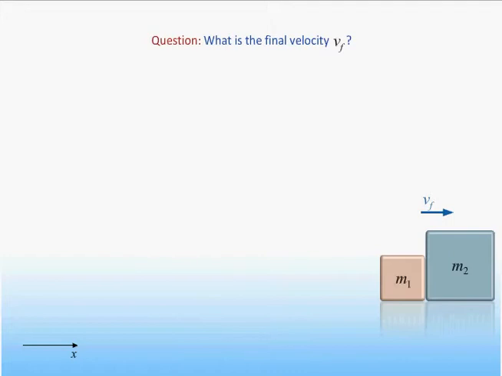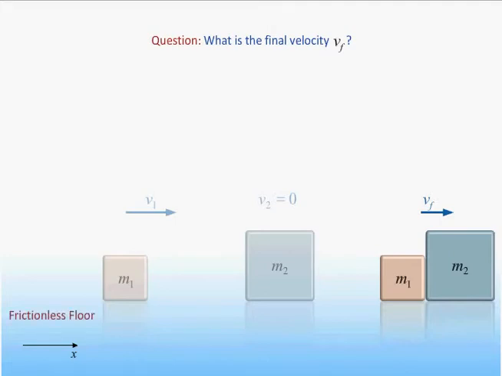Our job is to determine this final velocity. In this problem, the system we are interested in is made up of the two boxes. Since the floor is horizontal and frictionless, the total external force on the system in the horizontal direction is 0. Therefore, the total momentum of the two-box system is conserved. That is, this total momentum will be the same before and after the collision.